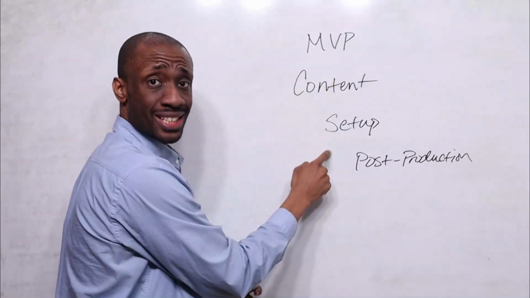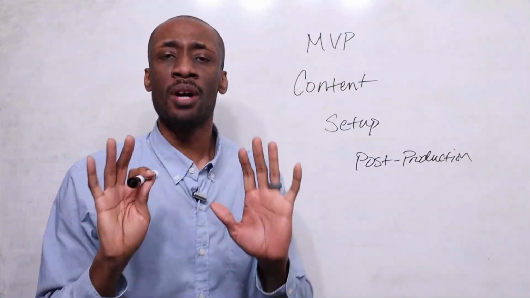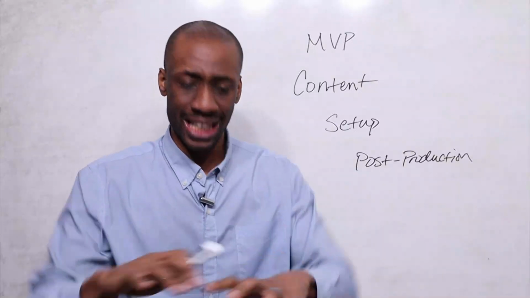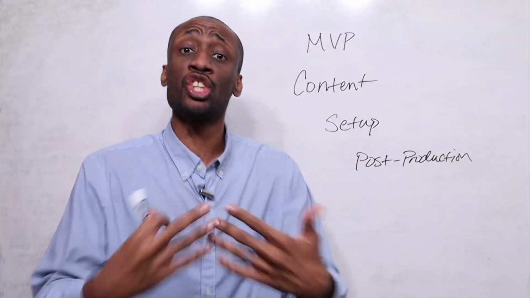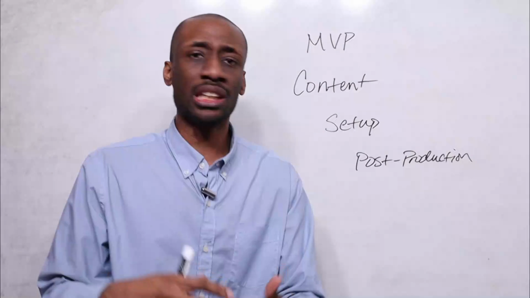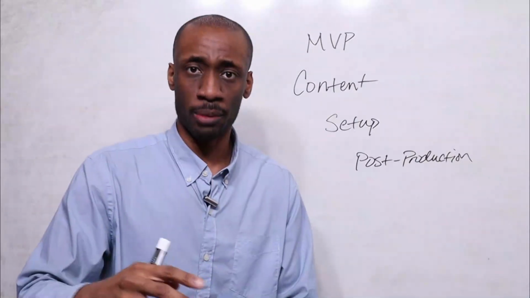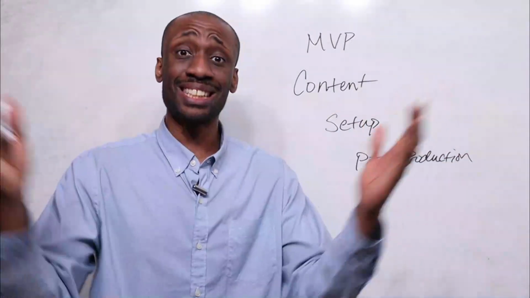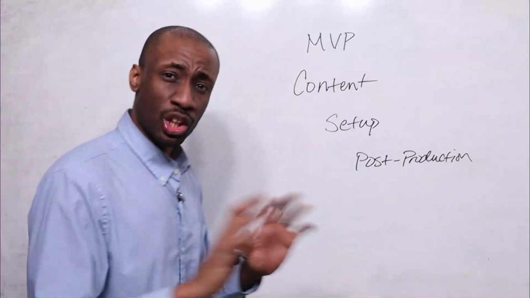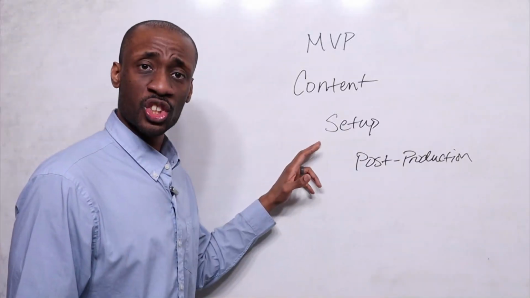Minimum viable setup. What is the minimum number of things that I need in my production space so I can shoot the actual video? I don't need the most complex camera. I need a simple camera. I don't need the most complex lighting. I need simple lighting, etc. See your own minimum viable setup.